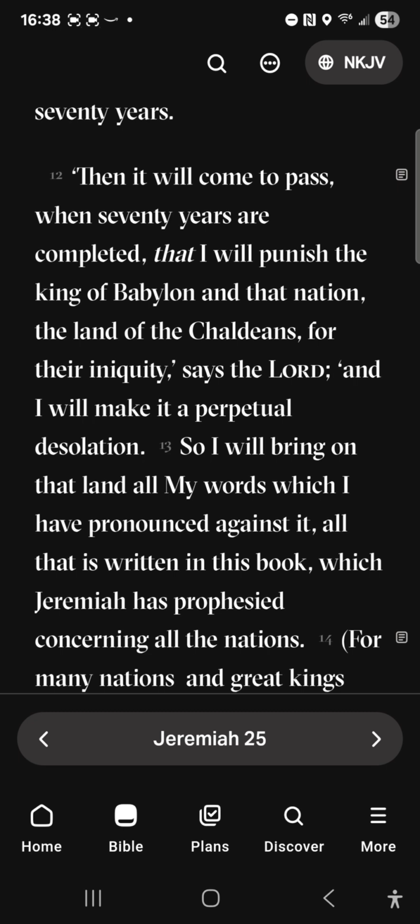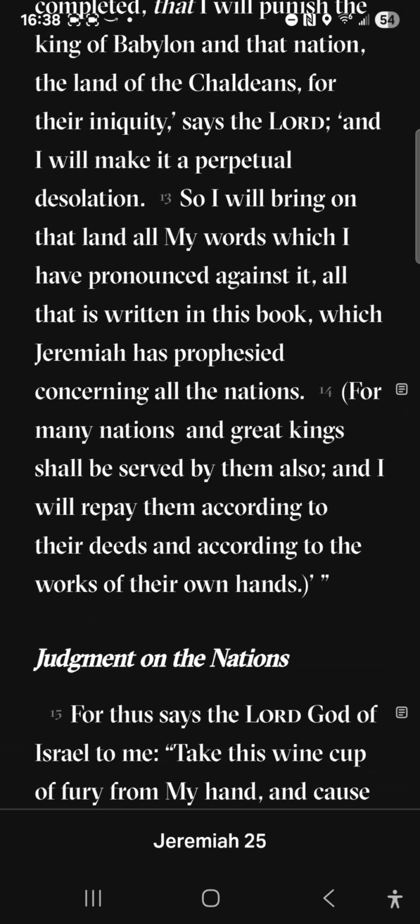So I will bring on that land all my words which I have pronounced against it, all that is written in this book which Yirmiyahu has prophesied concerning all the nations. For many nations and great kings shall be served by them, and I will repay them according to their deeds and according to the works of their own hands. That right there is Revelation 20.